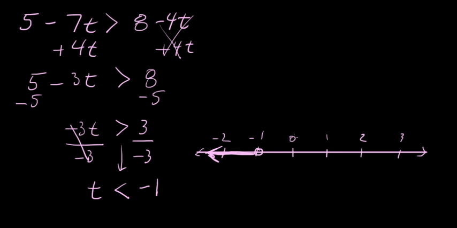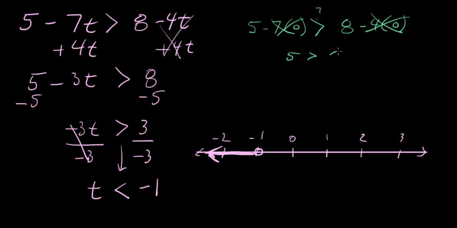Now I'm going to double check. Start with the easiest one. Start with 0. Put 0 here. Say 5, and I'm checking here, so let me see if I can get a different color. 5 minus 7 times 0, is that greater than 8 minus 4 times 0? So of course multiplying by 0 gets rid of both of these. That's why I'm saying it's greater. Use 0 because it's easy. Is 5 greater than 8? No. Okay, so 0 is not supposed to be a solution. Look, it's not. It's not shaded.